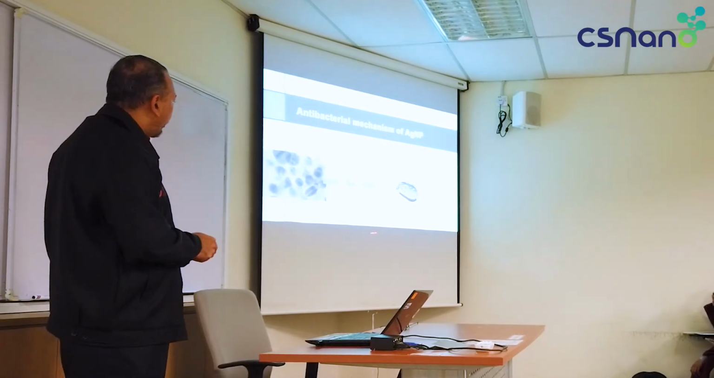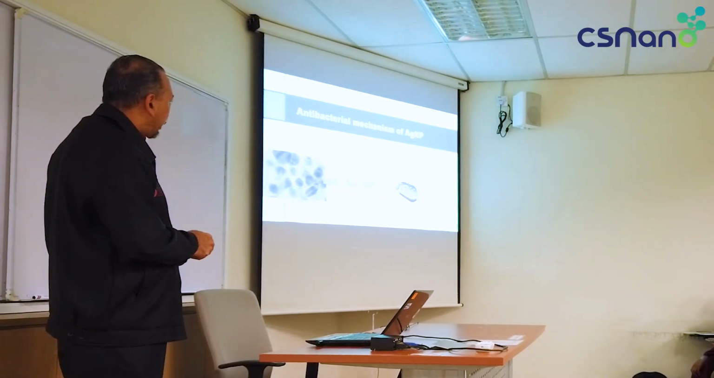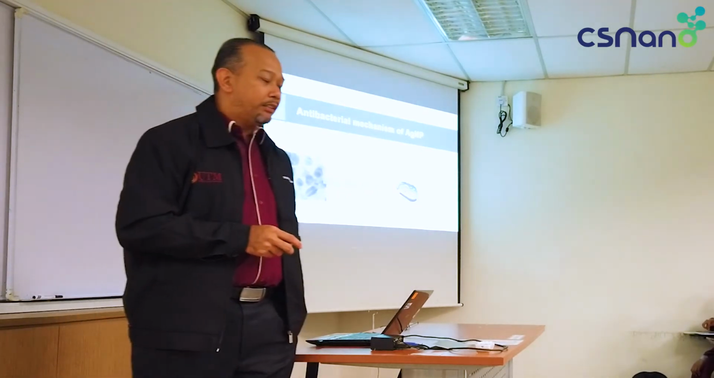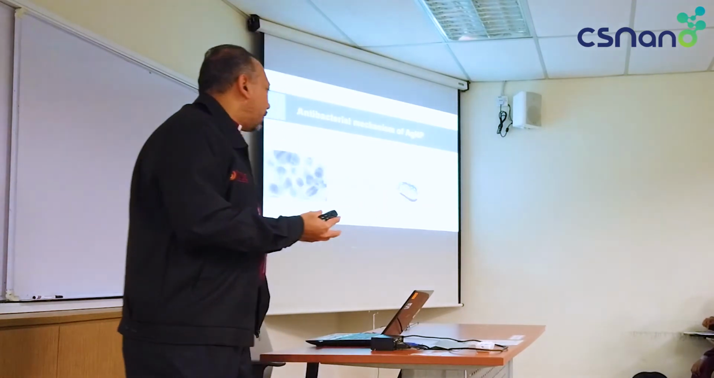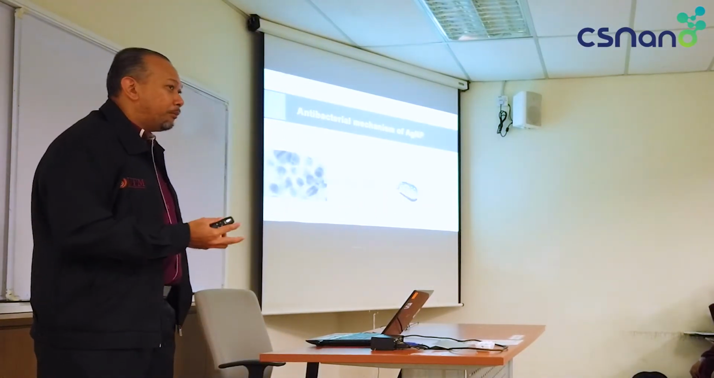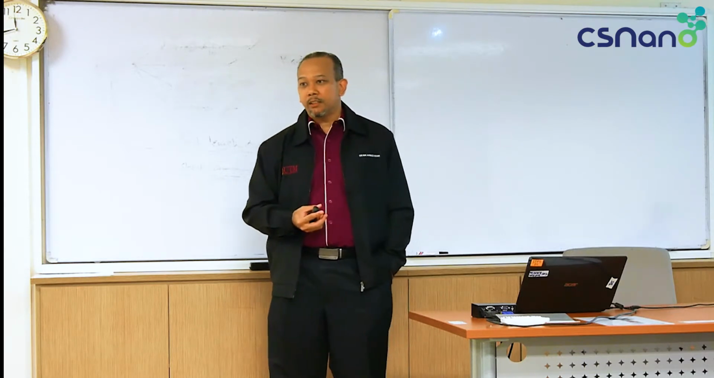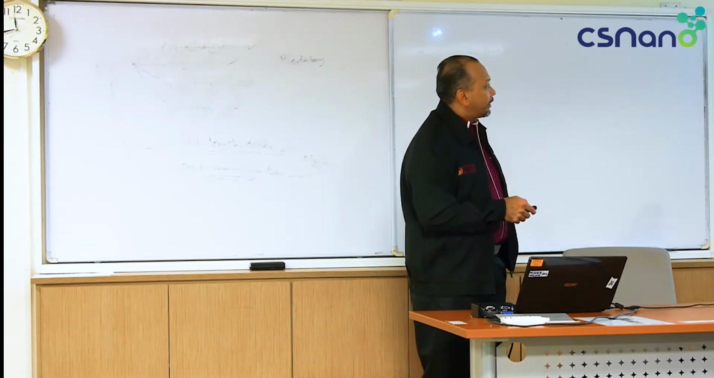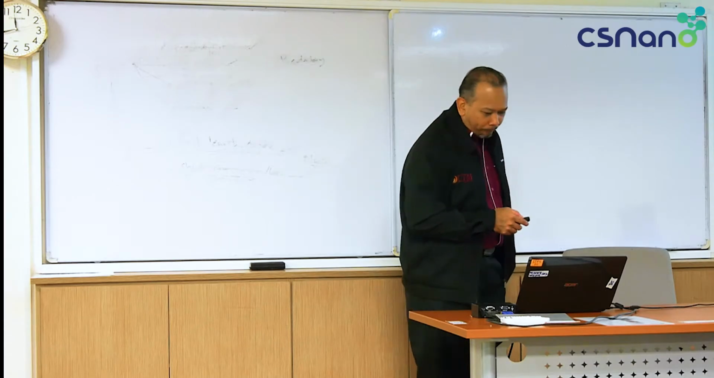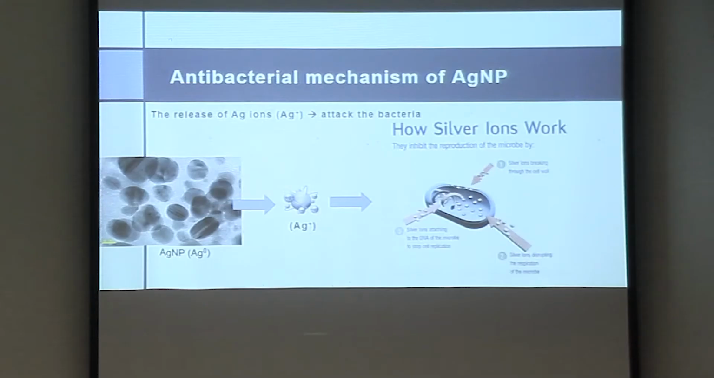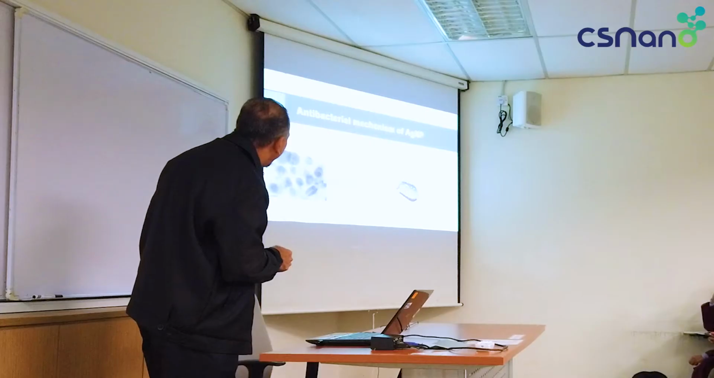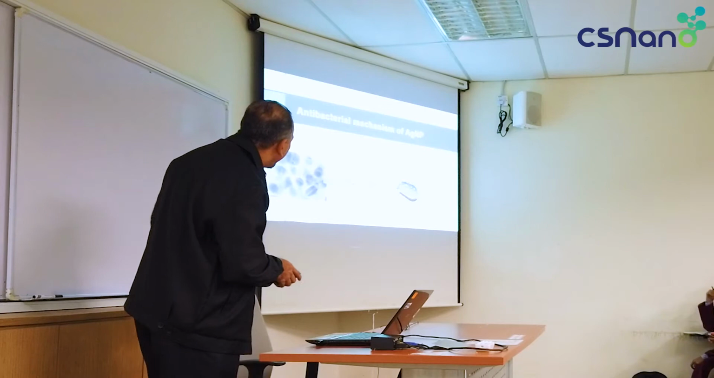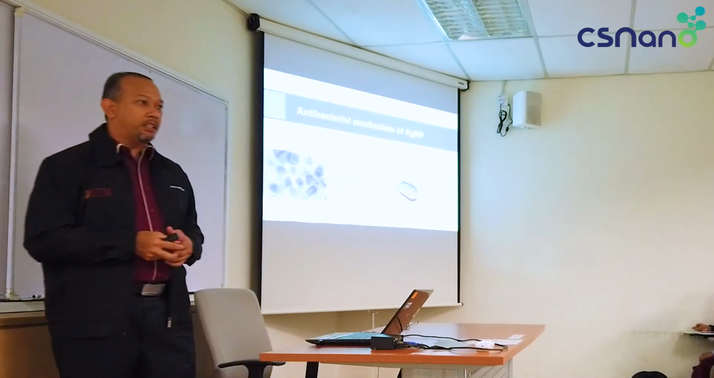So the antibacterial mechanism of silver is still debated, and trying to get information on the mechanism is still relevant nowadays. The common explanation is that Ag+ silver ions break through the cell wall of the bacteria, then disrupt the respiration of the microbe, and attach to the DNA of the microbe and stop cell replication. This is the common one for antibacterial.